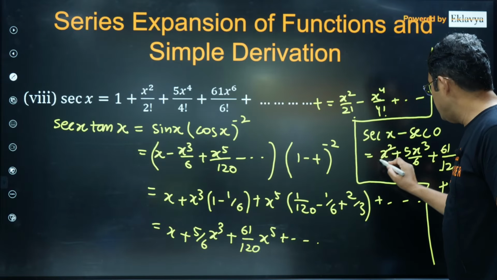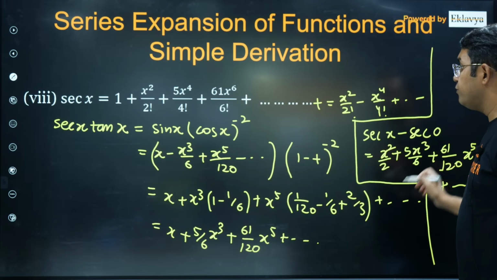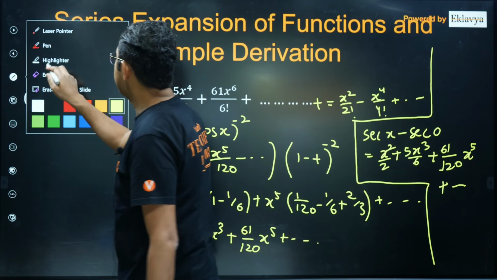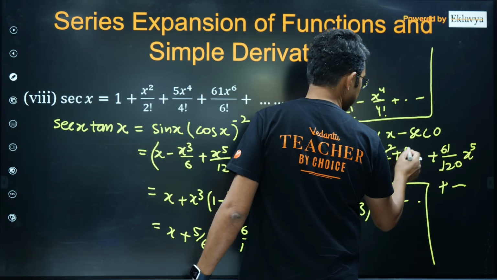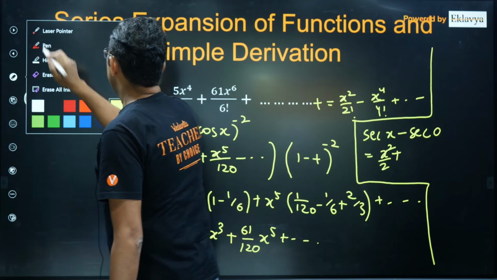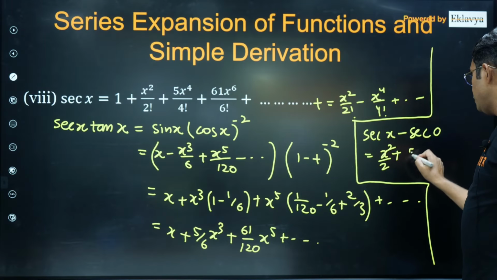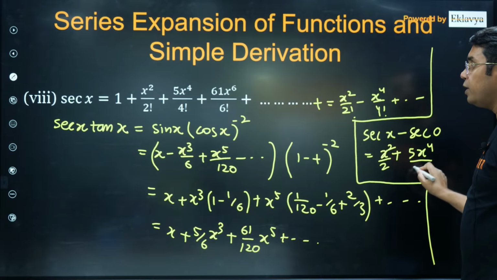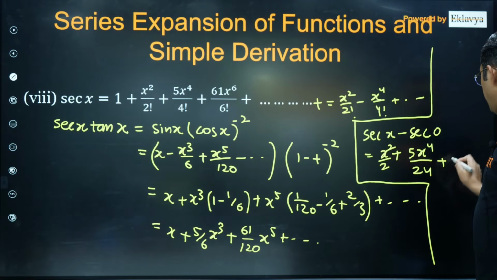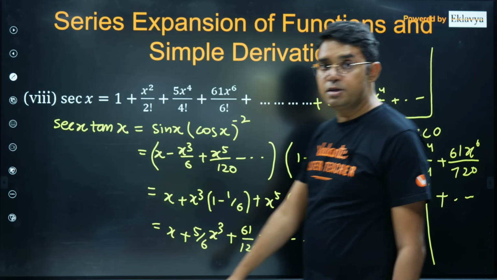Yeah, I didn't do the integration. So x square by 2, and this 5 will become 4. So this will become 5 into x power 4 upon 24. Yeah, same thing I'm getting here also, plus 61 into x power 6 upon 720. That same thing we are getting here also. So secant x expansion is done.